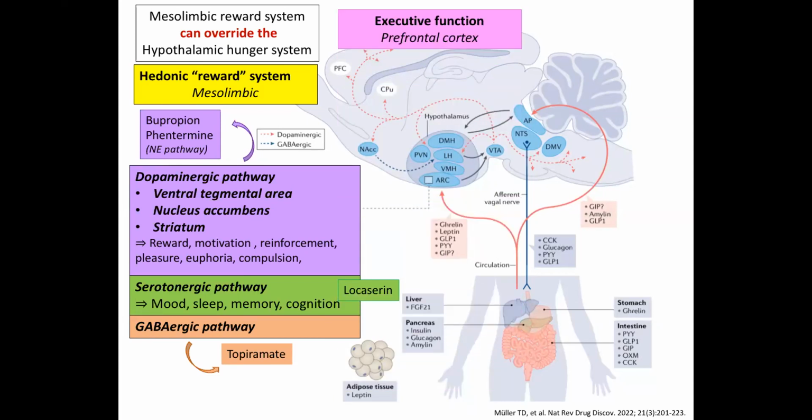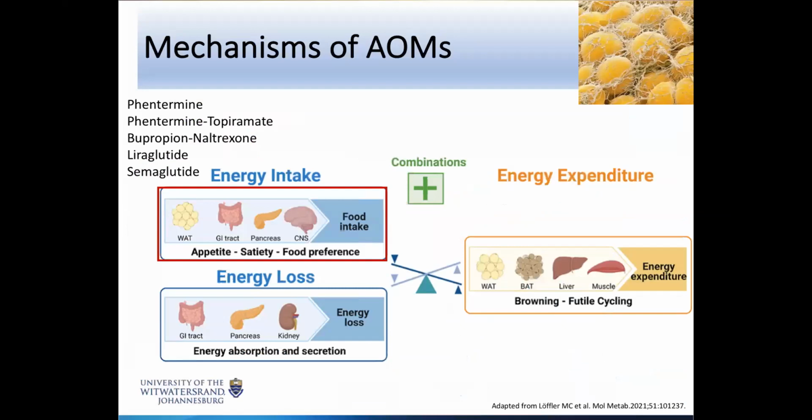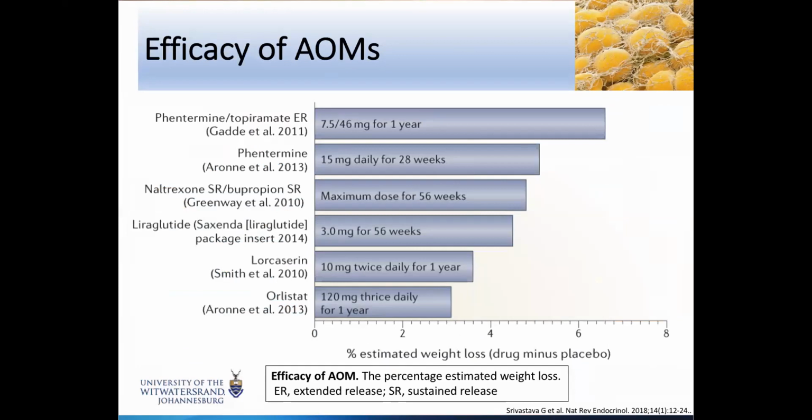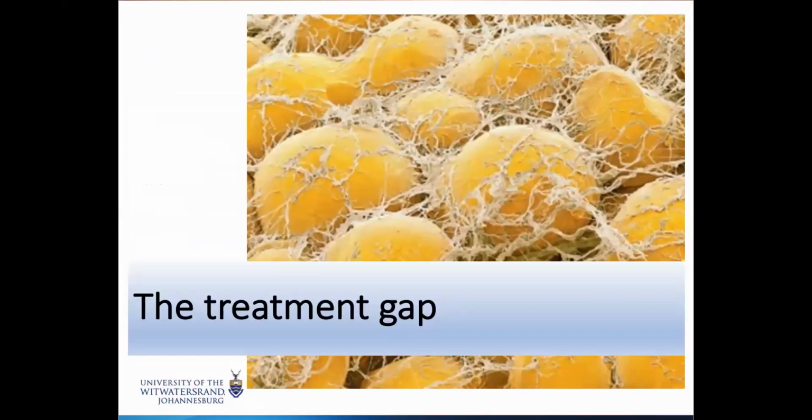So to put it together, we've got the three systems for food intake: the mesolimbic system, the prefrontal cortex for executive function, and the homeostatic hypothalamus. So by understanding how most of the drugs work, we can now look at the efficacy of therapy. And for most of the FDA approved drugs, until now, there's been a modest loss of weight, between 5 and 10%. And if you actually look at it with regards to drug placebo weight loss, it's about between 4 to 7%. So there's definitely a treatment gap.